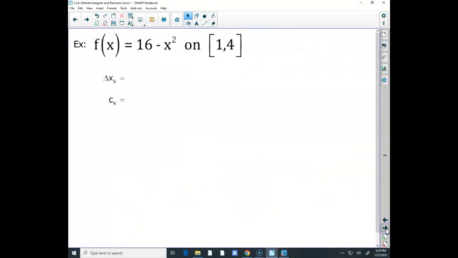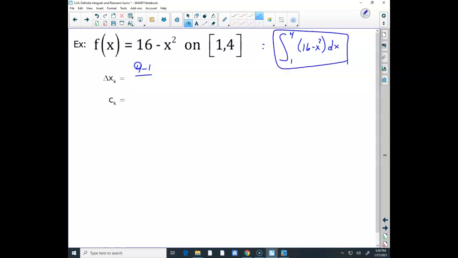Now I'm going to come to the next one here, and we did have one more 5.1b worksheet. We worked through all this, and we could have graphed it. I'm not going to graph it, but we said delta x sub k was (b minus a) over n, and because n goes to infinity, this is a definite integral. So we know our definite integral is going to be, hopefully, from 1 to 4 of our f of x, which is 16 minus x squared dx. This is how we write the definite integral straight from function form.